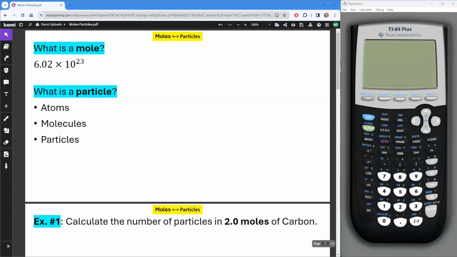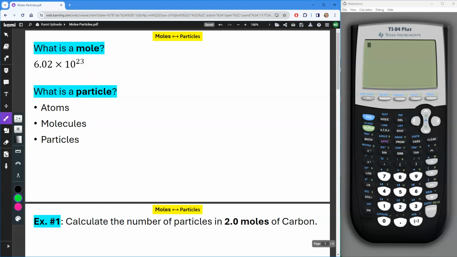In this video, we're going to go through converting between moles and particles. So two questions you probably have. What's a mole? What's a particle? Well, a mole is a word that you should associate with Avogadro's number, which is 6.02 times 10 to the 23rd. That's the conversion factor that we're going to be using here to go between moles and particles.